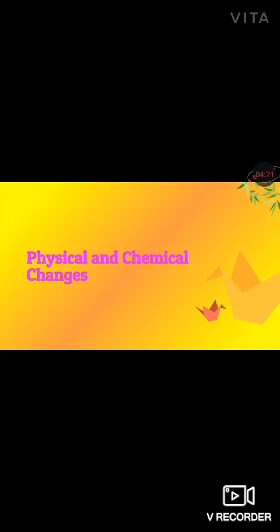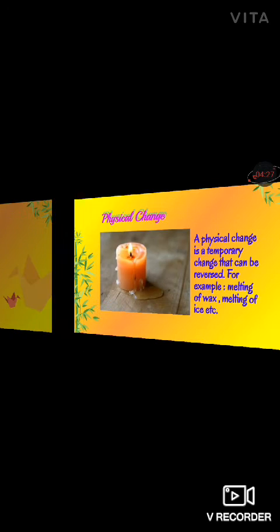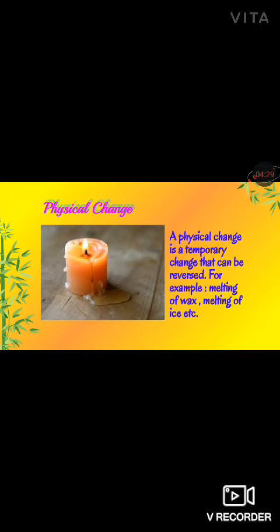Now coming to our last topic, which is physical and chemical changes. Physical change. A physical change is a temporary change that can be reversed. For example, melting of wax and melting of ice, etc. Can you see the candle which is burning? After the wax has melted, we can freeze it and we can get the candle back.